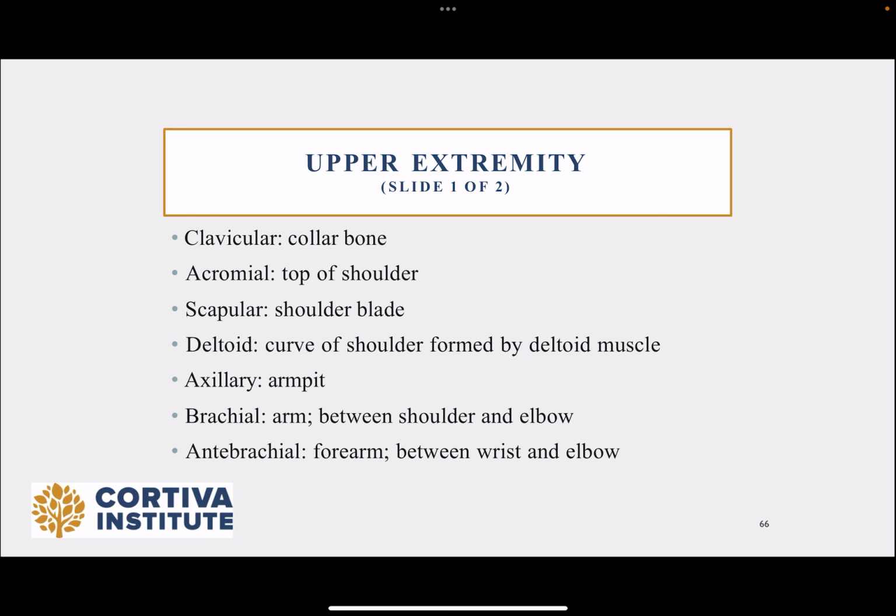For your upper extremities, we have clavicular, which is your collarbone, acromial, which is the top of the shoulder. Scapular is your shoulder blade. That word shoulder blade will no longer exist in my class, by the way. Deltoid is that beautiful curve of the shoulder formed by the deltoid muscle. Axillary is your armpit. Brachial is your arm, and it is between the shoulder and the elbow, and antebrachial is your forearm, between your wrist and elbow.